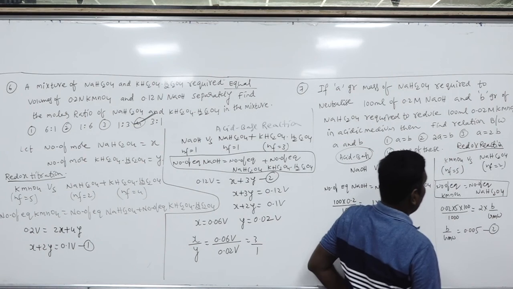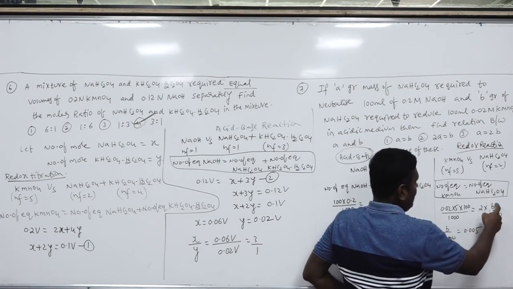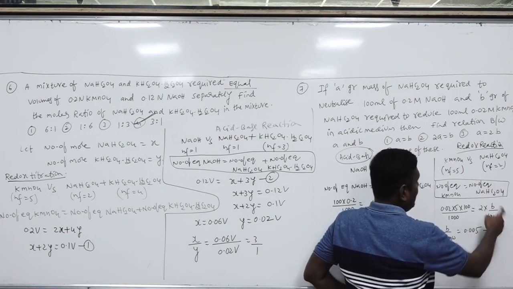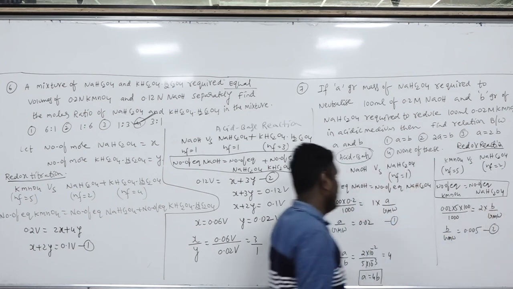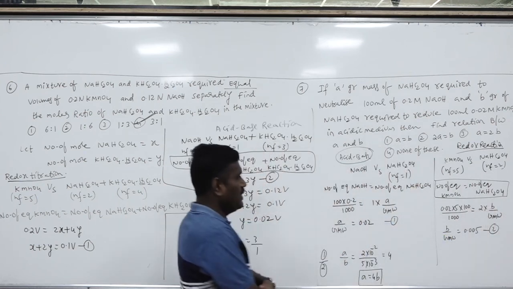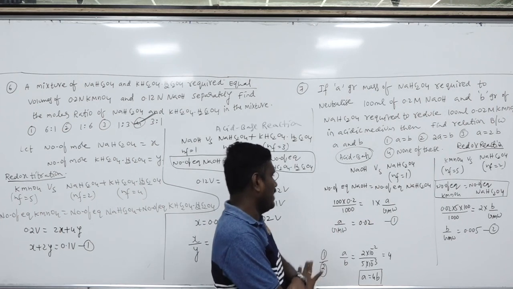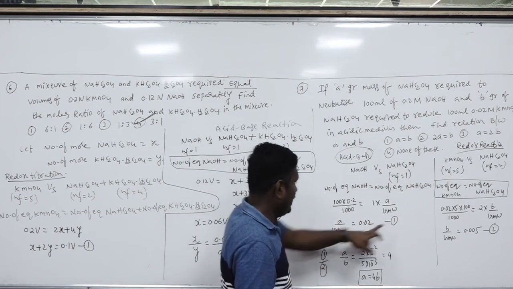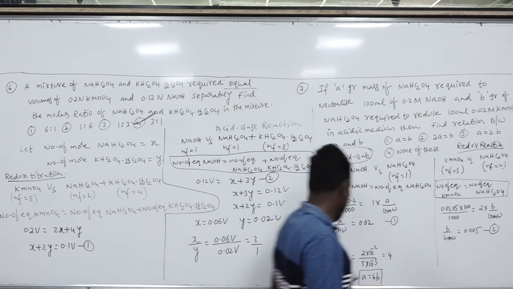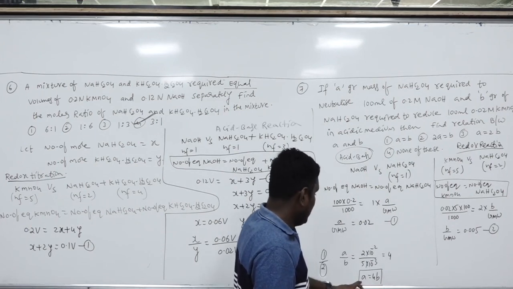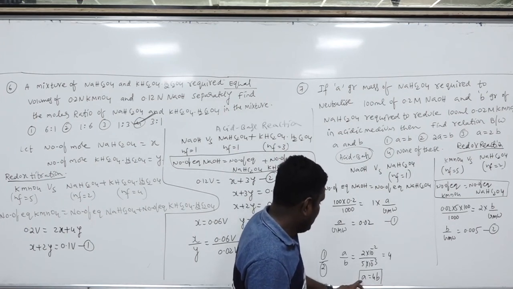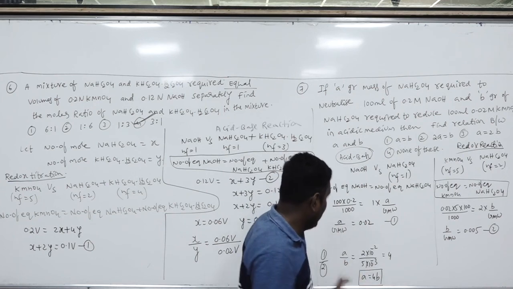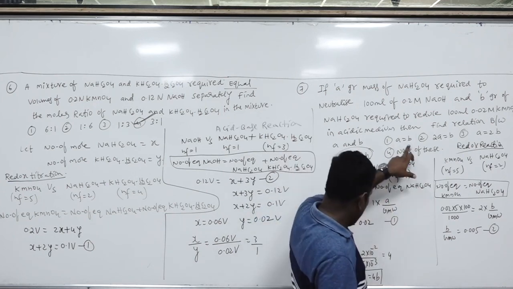Here the number of equivalents is equal to number of moles into n factor 2. Number of moles is given mass upon molar mass, given mass B. The molar mass I am writing as it is, because in both cases it is the same compound, so the gram molecular weight will be cancelled out when we take the ratio. So equation 1 divided by equation 2, you have the ratio 4:1, that is A is equal to 4 into B.